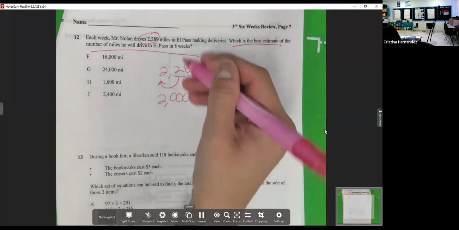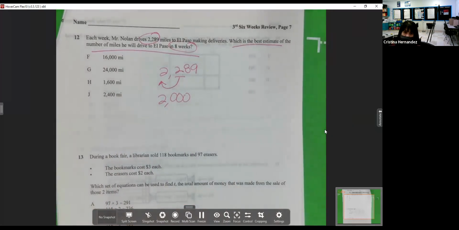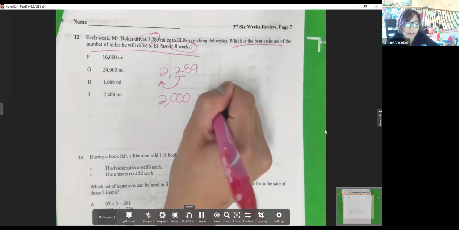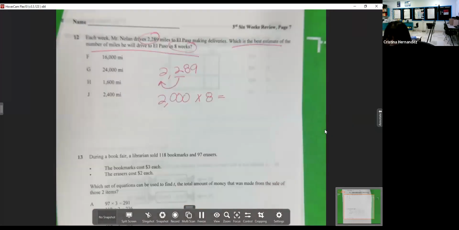What is the best estimate of the number of miles he would drive in 8 weeks? What do we have to do with that? Times that by 8, or add that 8 times? Yep, so multiply times 8. What about trailing zeros? What do y'all know about trailing zeros?